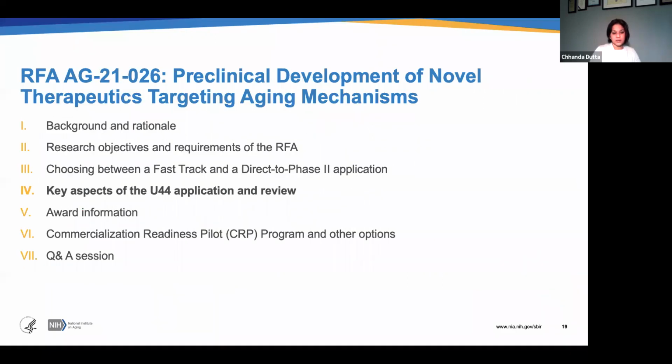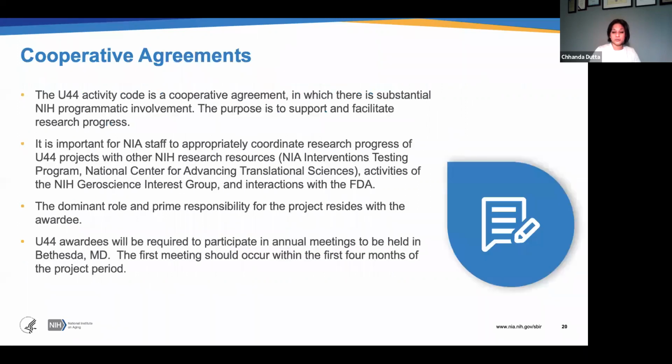Section 4, Key Aspects of the U44 Application and Review. Okay, a few words about the key aspects of the cooperative agreement mechanism and the review of applications for this RFA. Cooperative Agreements. So many of you are probably aware that a U mechanism is a cooperative agreement, and what that simply means is that NIA staff are substantially involved in your application. Our role for you in your project is really to facilitate and to coordinate the activities. The dominant and primary role for the project itself still resides with the awardee.